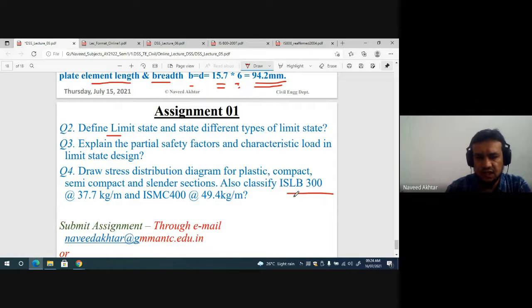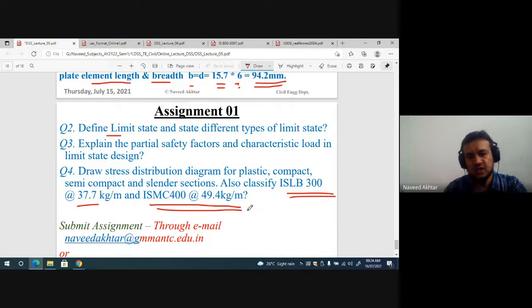Also classify the ISLB 37.7 kg per meter and ISMC 449.4 kg per meter. These two section classifications you have to do on your own in the assignment journal pages. The assignment should be completed on the journal pages. So this is all about lecture number 5, which is completed.